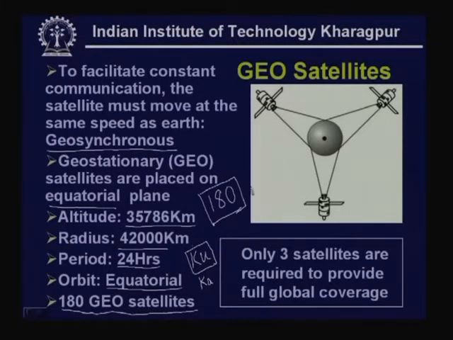Although you can have 180 geostationary satellites, the whole globe can be covered by using only three satellites. As you can see, a particular satellite roughly covers one third of the earth. So if one satellite covers one third of the surface of earth, then by using three satellites the entire earth can be covered. In other words, with the help of three geostationary satellites, it is possible to have global communication from any place on the earth to any other place on the earth.